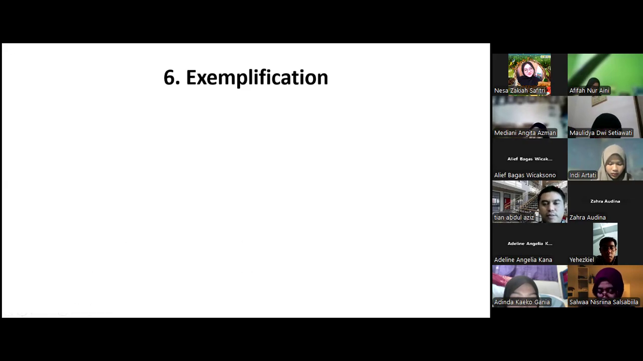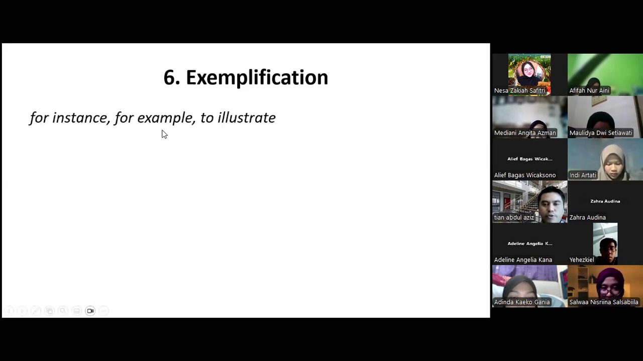Next, connectors about exemplification. We use connectors such as for instance, for example, to illustrate when we try to make a clear description about the first sentence. For the first sentence, normally we talk about a general thing, and the second sentence talks about the detail of the first sentence.